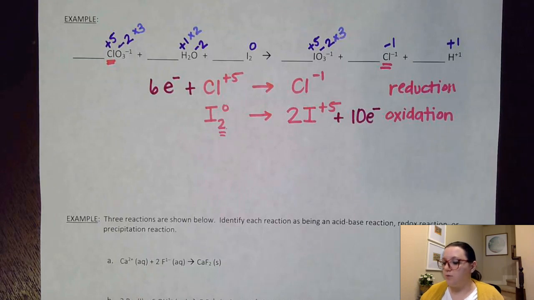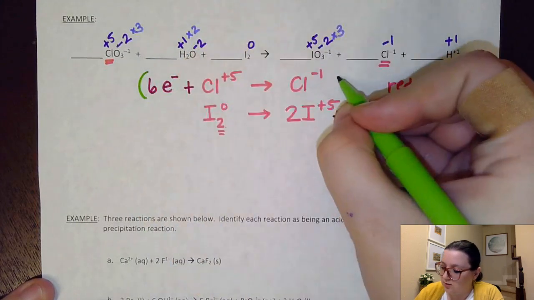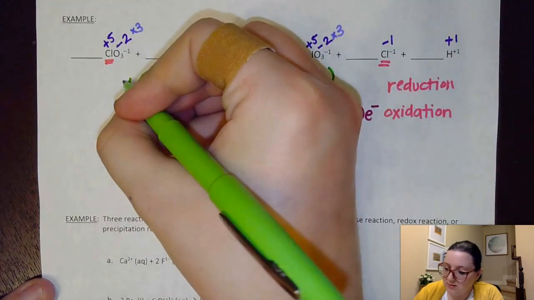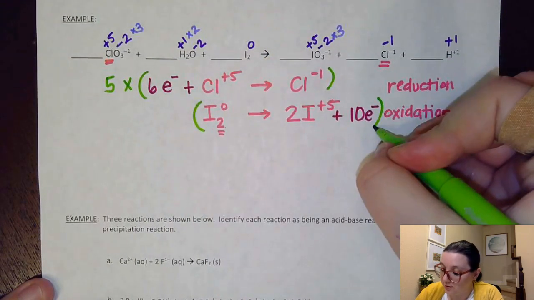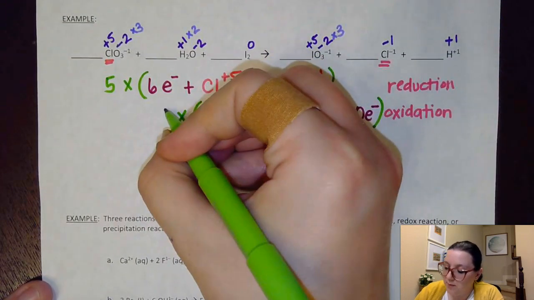All right, so here's the problem. 6 and 10 do not equal each other. Electrons lost and electrons gained are not equaling each other right now. I need to make those equal. And I think of the lowest common multiple between 6 and 10, and that would be 30. So to get 6 electrons to 30, I would multiply this by 5. To get 10 electrons to 30, I would multiply this by 3.